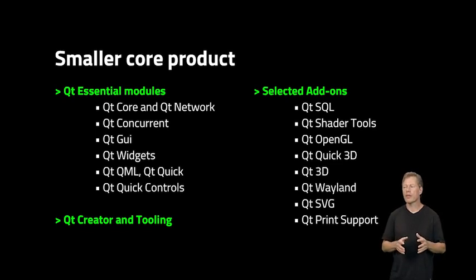Qt 6.0 will basically contain the essential modules: core, network, concurrent, GUI, widgets, QML, Qt Quick, Qt Quick Controls, and a good set of selected add-ons. The shader tools I've talked about. We still have our OpenGL module, OpenGL supports SQL, Qt Quick 3D, Wayland, SVG, and print support. And on top of that, of course, our tooling with Qt Creator, Qt Design Studio, and our build tools. So Qt 6 will be a bit smaller, and the additional content will come through the package management system.